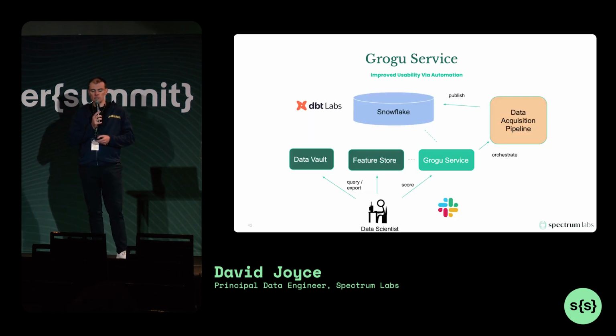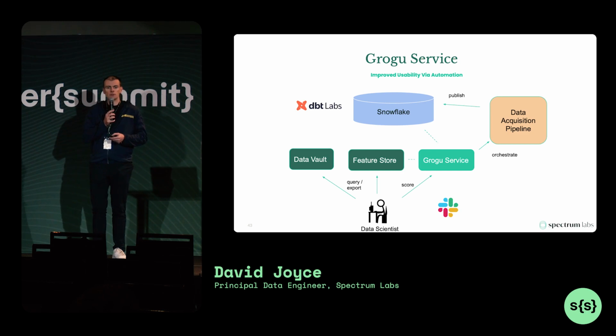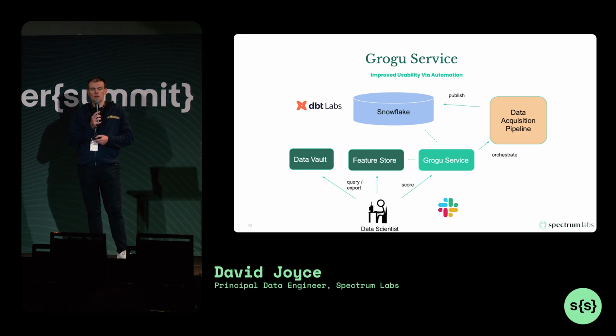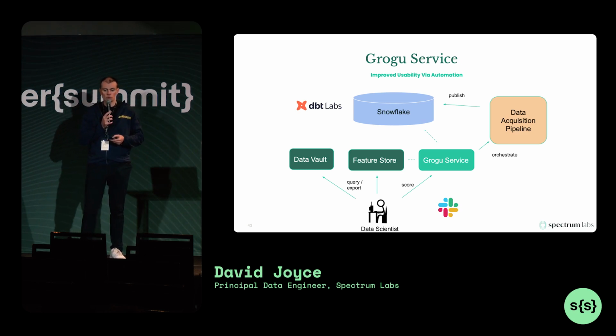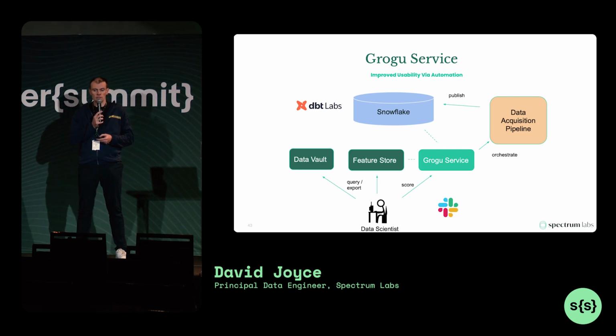It basically is a user interface that sits in front of these other tools, or collaborates with the likes of Data Vault, the data acquisition pipeline, etc., to provide a better usability experience for the data scientists and more automation. So in this case, what I'll show in the demo now is the data scientists will have the ability to query the data vault and the feature store to retrieve the data. They can then provide the configuration for the solution to Grogu. Grogu will then orchestrate the running of the DAP job. When the job completes, we get a notification via Slack.